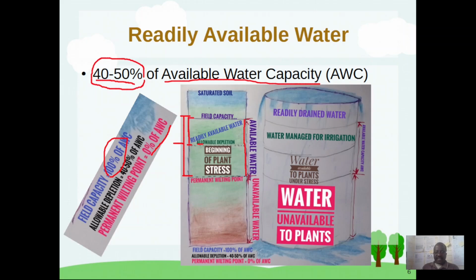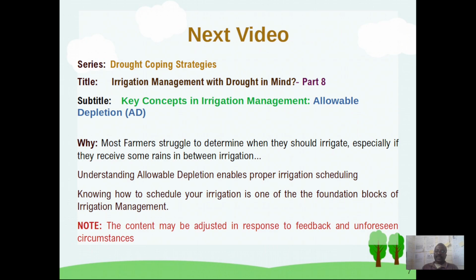Because below that, when we go down here, which is the same as this part, our plants at this point are beginning to stress. And below this point, which is the permanent rooting point, our plants cannot access all this water. So in our next video, like I said, we are going to be looking at allowable depletion, which is part 8 of our irrigation management with drought in mind.